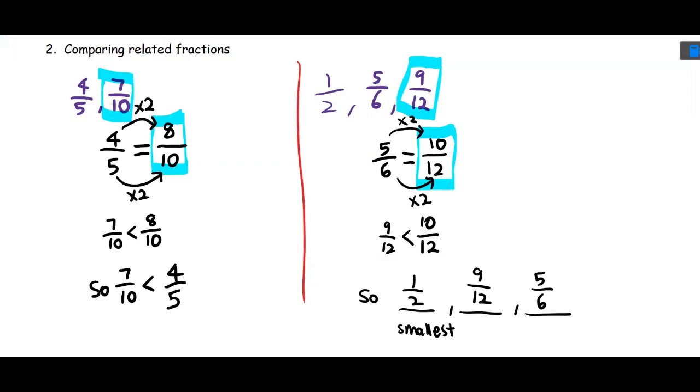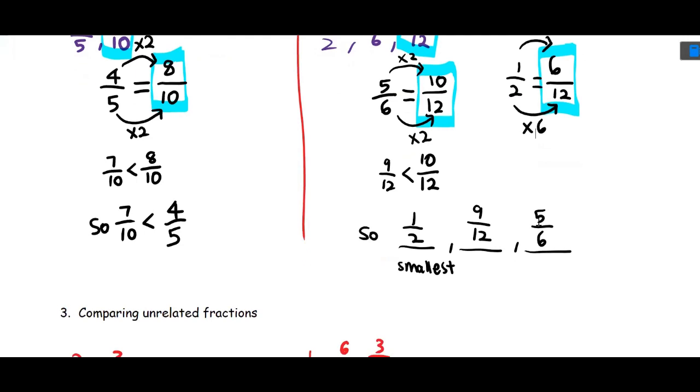So what if I don't realize that half is the smallest yet? I can also use the same method. I can find the equivalent fraction. Okay, but this is not necessary if you can immediately tell that half is the smallest fraction. So I can also convert it to an equivalent fraction, which gives me 6/12. Then I will compare 9/12, 10/12, and 6/12, which will give me the same answer.